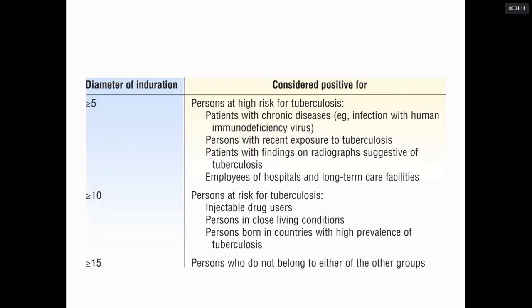Persons at high risk of tuberculosis means patients with chronic disease like HIV, patients with recent exposure to tuberculosis, patients with findings on radiographs suggestive of tuberculosis, and employees of hospitals and long-term facilities. And persons at risk of tuberculosis are injectable drug users, persons in close living conditions, and persons born in countries with high prevalence of tuberculosis. It is considered positive if it is more than or equal to 15 mm in people who do not belong to either of these two groups.